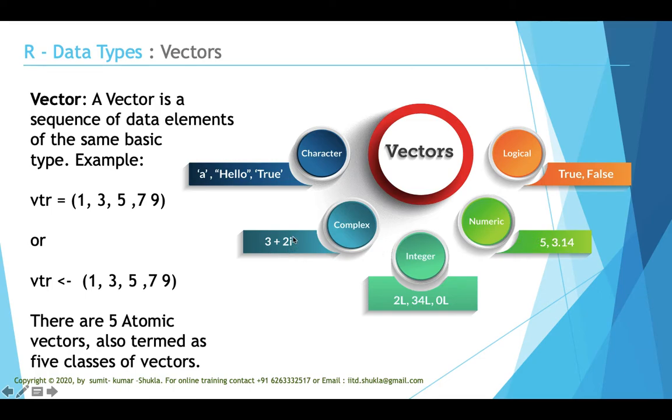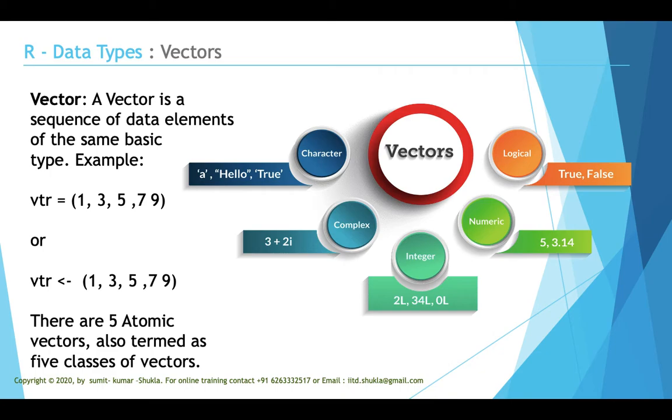Complex, you have an imaginary part as well as a numeric part. Character: everything between single quotes or double quotes is basically a character. So we have discussed logical, numeric, integer, complex, as well as characters. Let's go ahead and we'll see what a vector is.